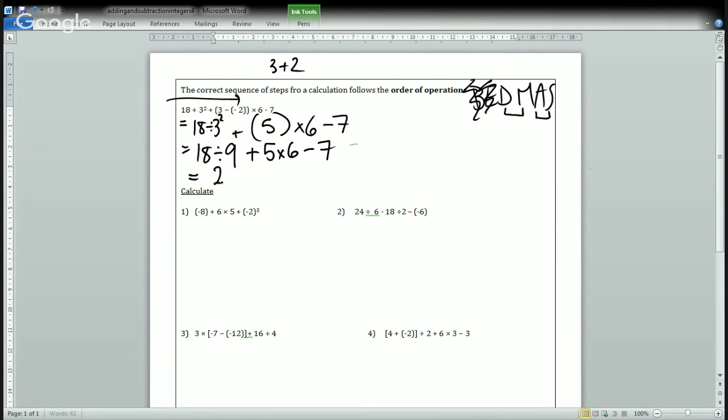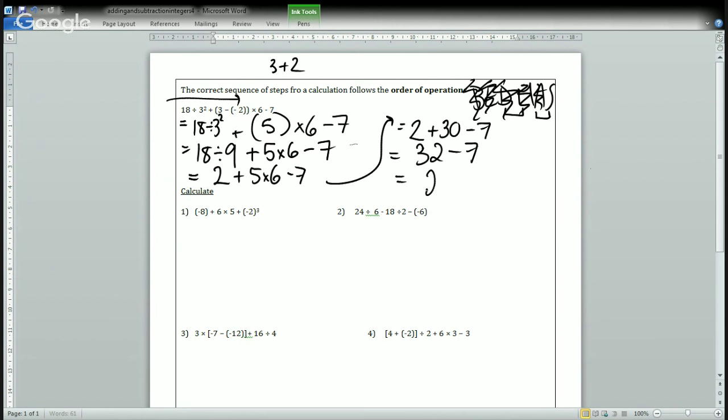18 divided by, now it's multiply. Oh, 5 times 6 is 30, minus 7. Now it's first 32 minus 7. And then last one, the answer is 5.